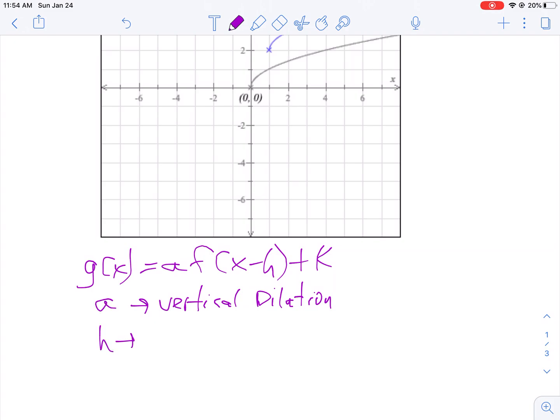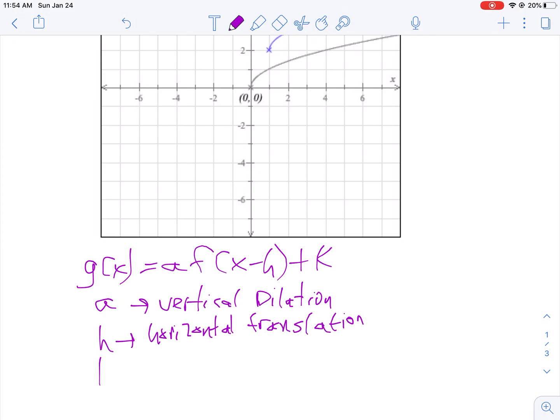H is your horizontal translation. It's your horizontal slide. And notice, once again, it's x minus h. So if you're subtracting h, you're moving it to the right. If you're adding h, that'd be x minus a negative h, you're moving it to the left.